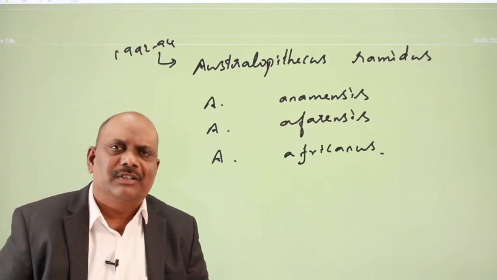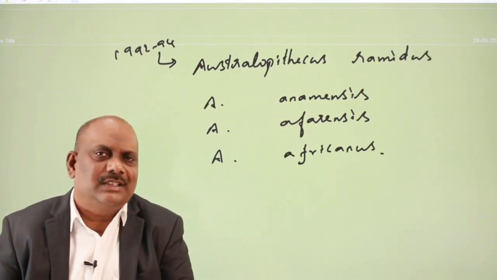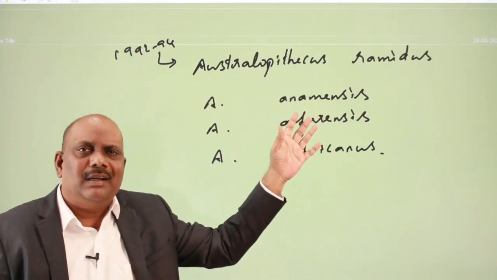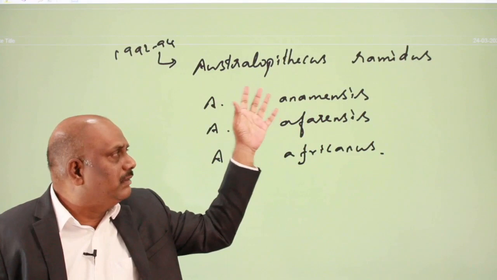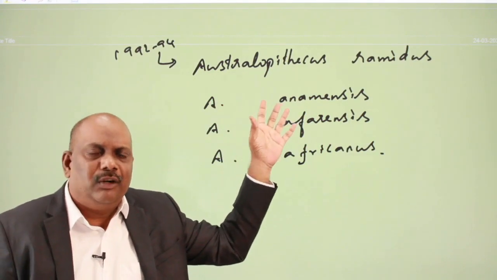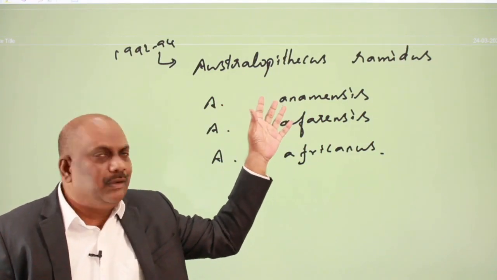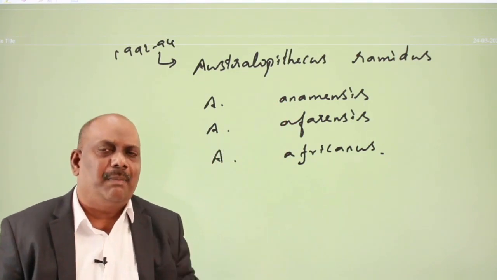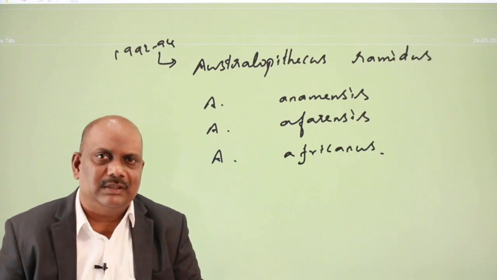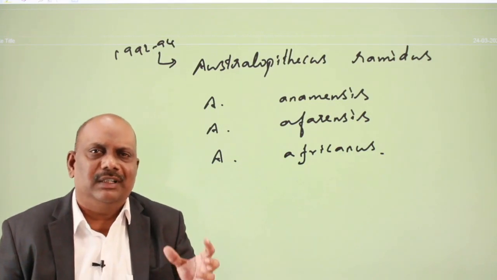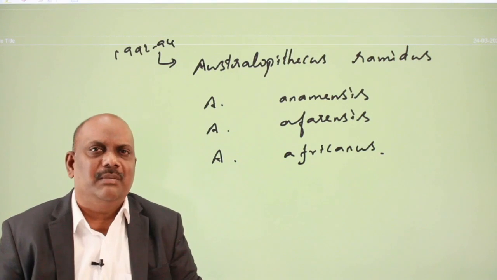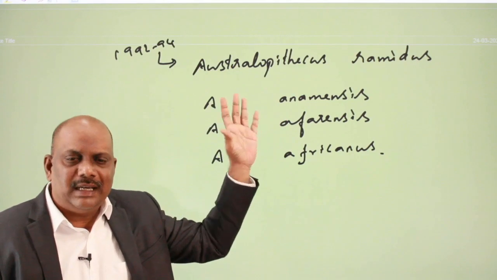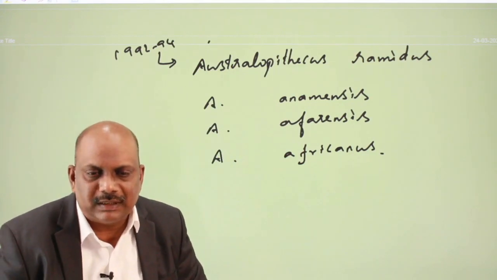Somewhere around 1992 to 94, these fossils of Australopithecus ramidus were discovered. Once these fossils were discovered, it was named Australopithecus ramidus. But later it was found that the collection of these fossils, belonging to this particular evolutionary phase, were a bit more primitive when compared to Australopithecus. The cranial capacity was around 300 to 330 cubic centimeters. So later this Australopithecus ramidus was renamed as Ardipithecus.